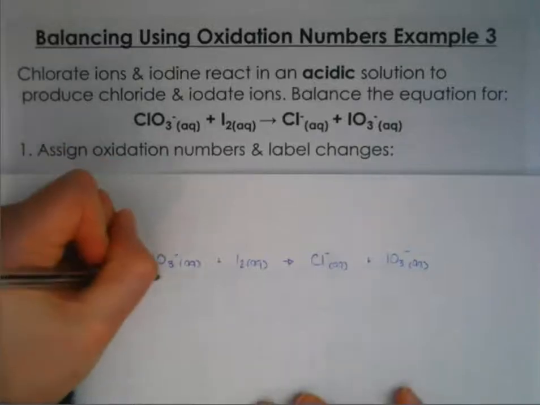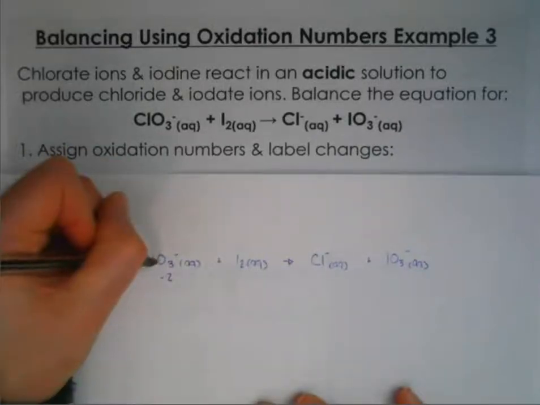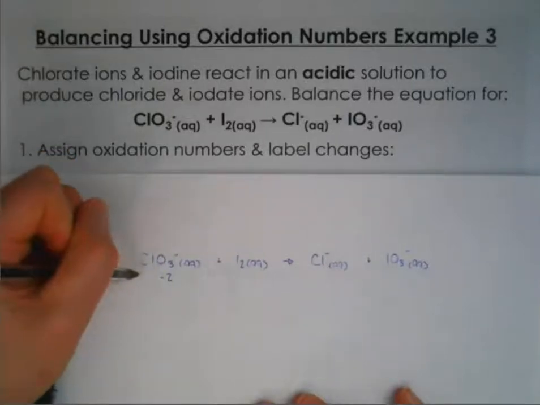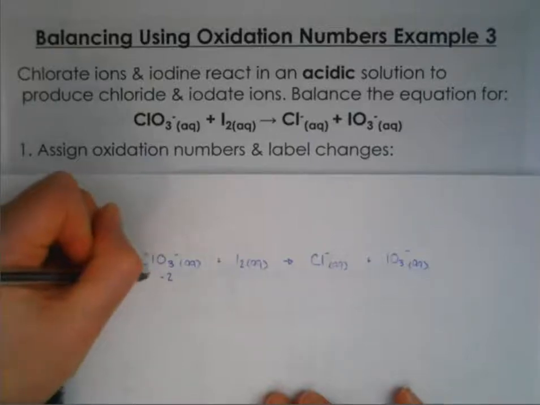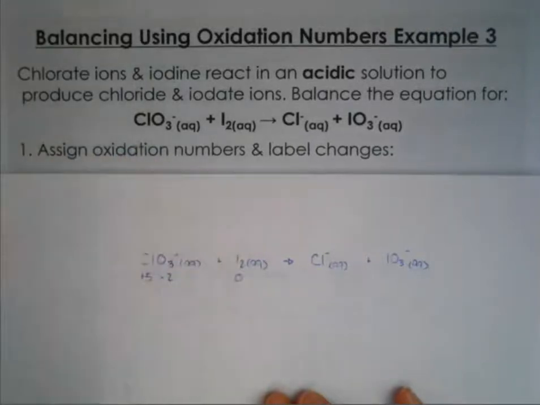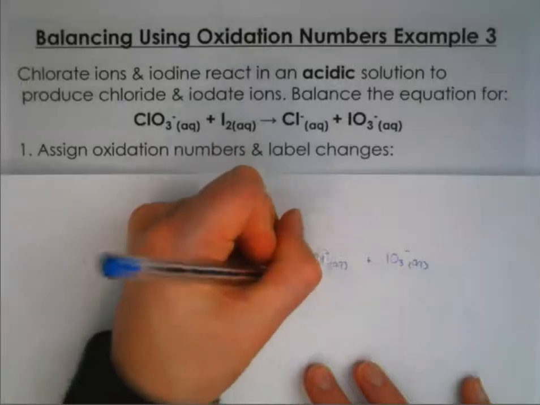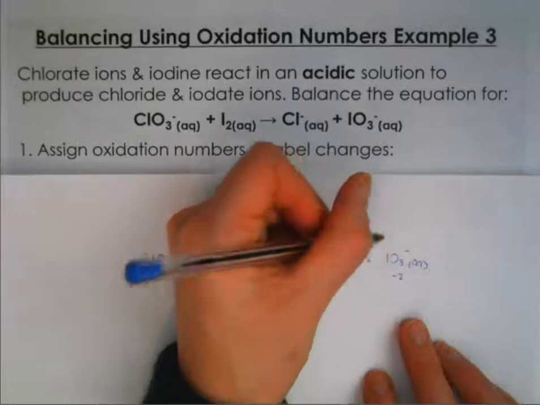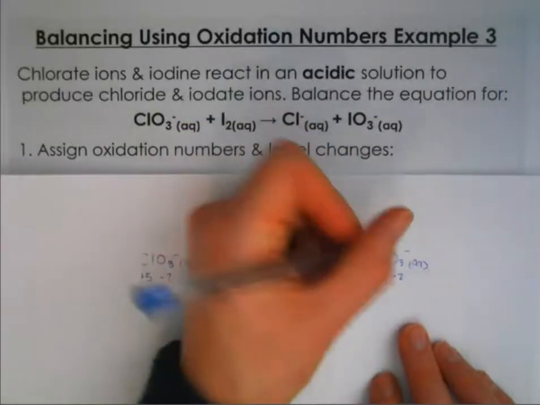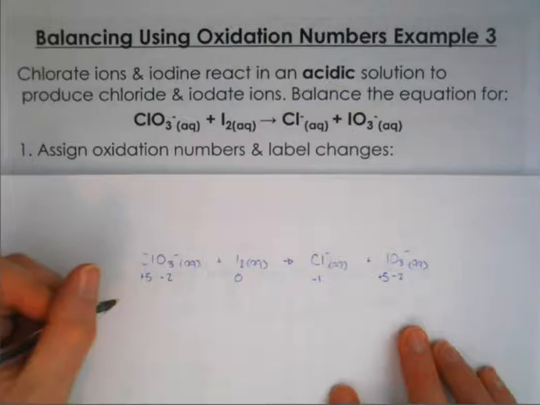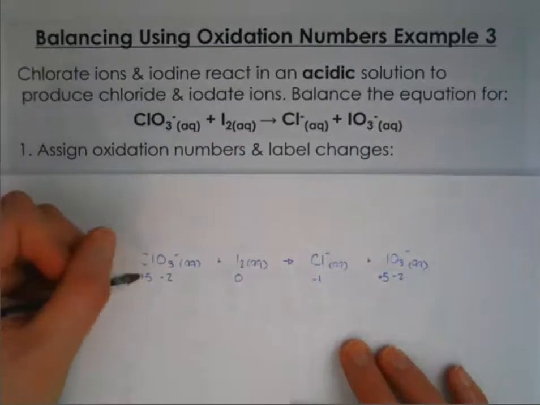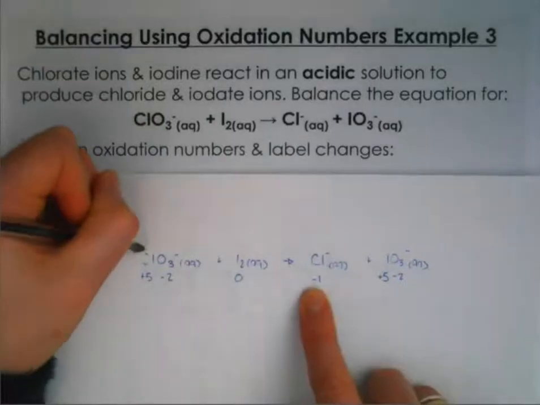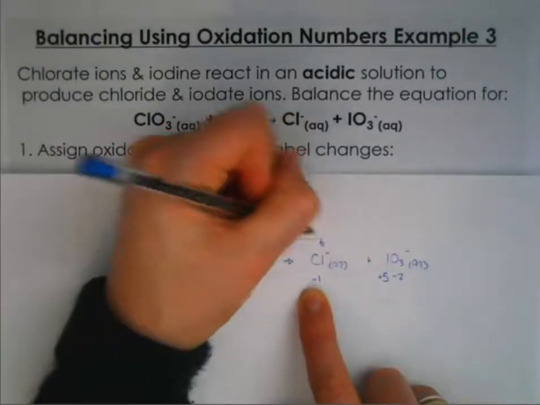So assigning our oxidation numbers, we have -2 times 3 is -6. We need to get to -1, so always keep in mind that charge there. So to go from -6 to -1, we need +5. We have elemental iodine, so that's going to be 0. We have an ion, so that's going to be just its charge. Again, over here, -2 times 3 is -6. And then to get to -1, we would need to have +5 added on there. Okay, so looking at the changes that happen, we have chlorine going from +5 to -1. So that's our reduction reaction.